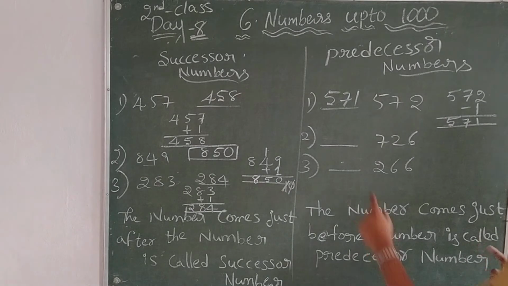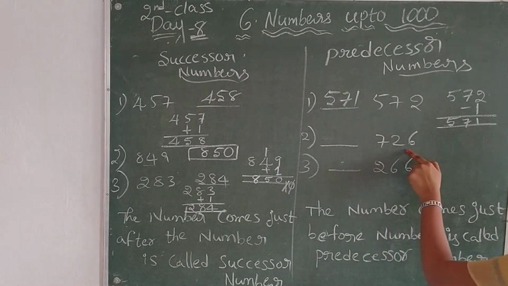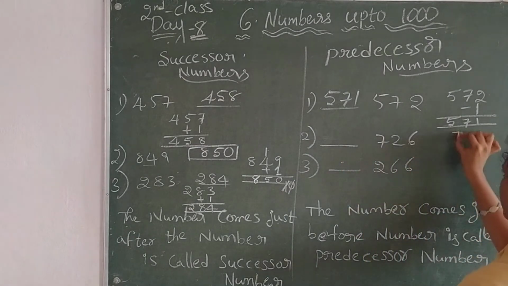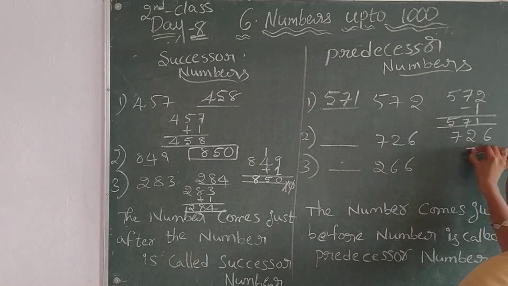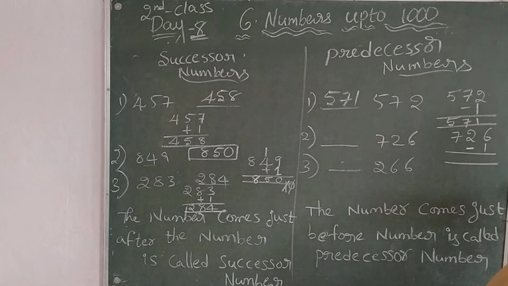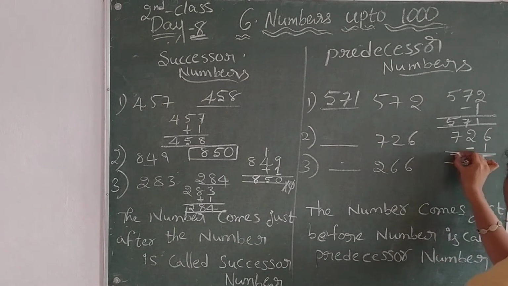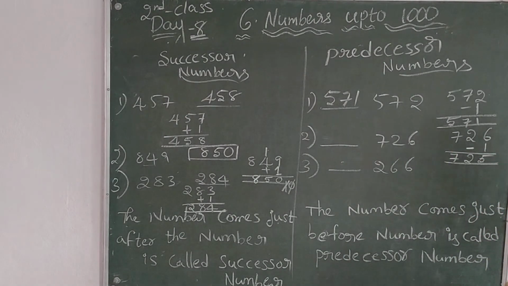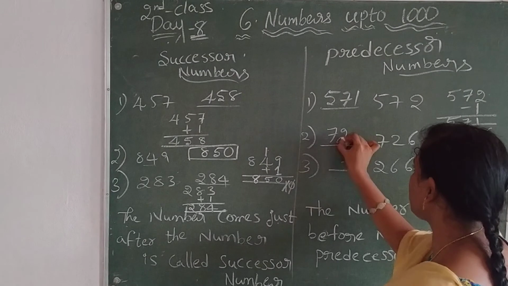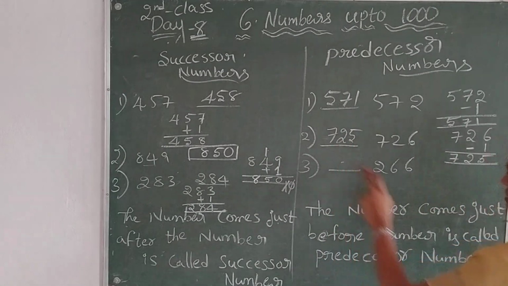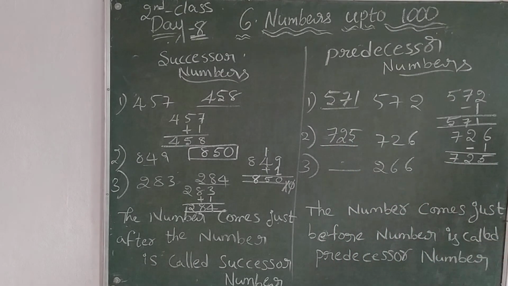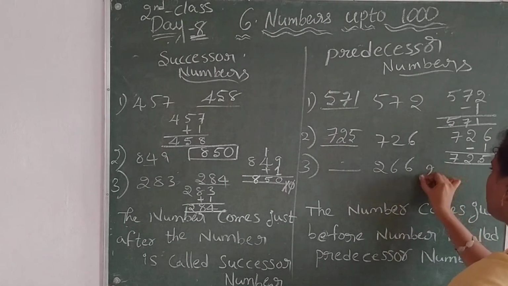Understood, children? Come to the second one. Dash 726. So take the number 726 and subtract 1 in the 1's place. 6 minus 1 is 5. 2. 7. 725. Write down 725. 725 is the before number of 726. Is it right? So let's come to the third one.